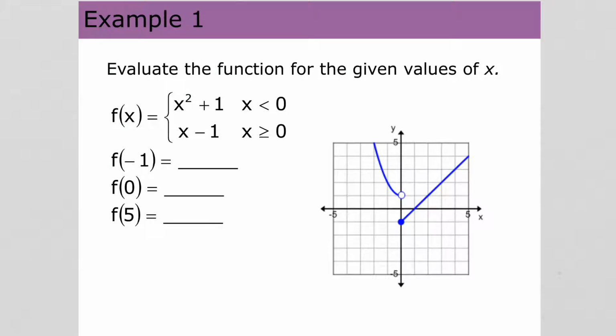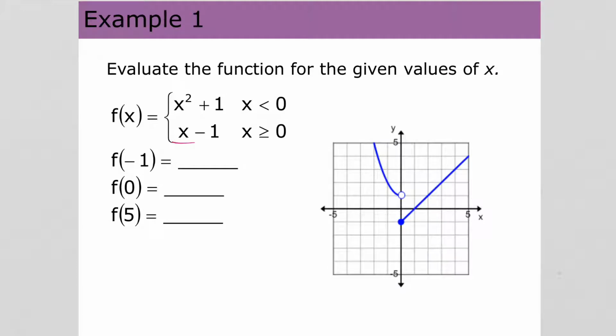So here's an example of a piecewise defined function. The first one, x squared plus 1, is graphed right here. This is x squared plus 1. It would look like this. But it's only defined where x is less than 0. So that's why we've got an open dot where x squared plus 1 is equal to 0, and it's only drawn to the left.